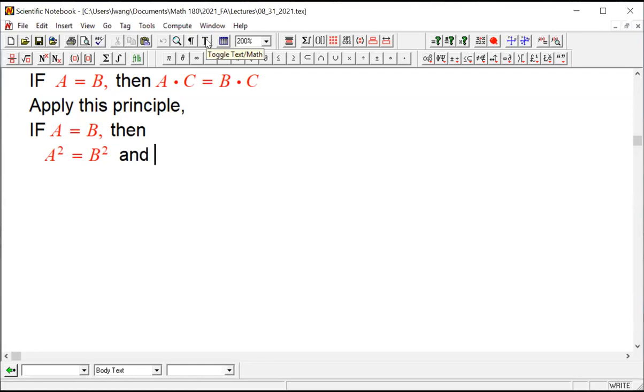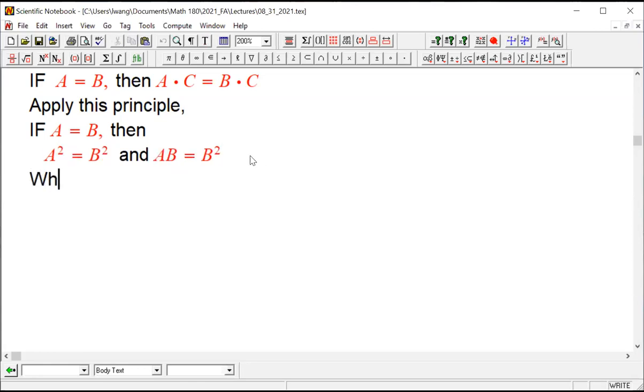And A times B is B squared, right? Can I do that? If this is true, under this umbrella, we square both sides and we multiply both sides by B, we're good, are we? So if this is true, then this is true, and this is true.